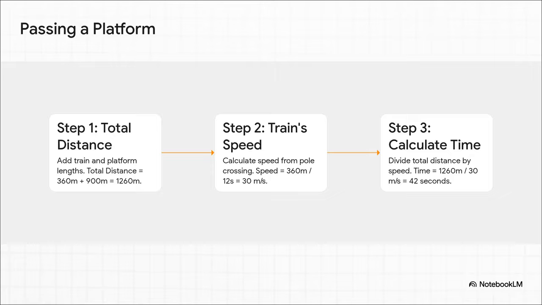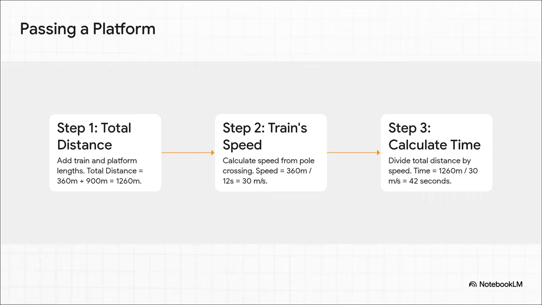Step 1, what is the total distance the train needs to travel? Now this is key. To completely pass the platform, the front of the train has to travel the entire 900 meters of the platform, and then the rest of the train has to clear it too. So we have to add their lengths together. 360 plus 900 gives us 1,260 meters.